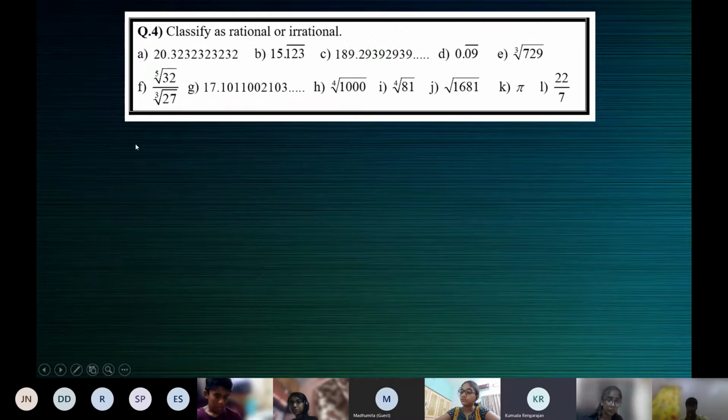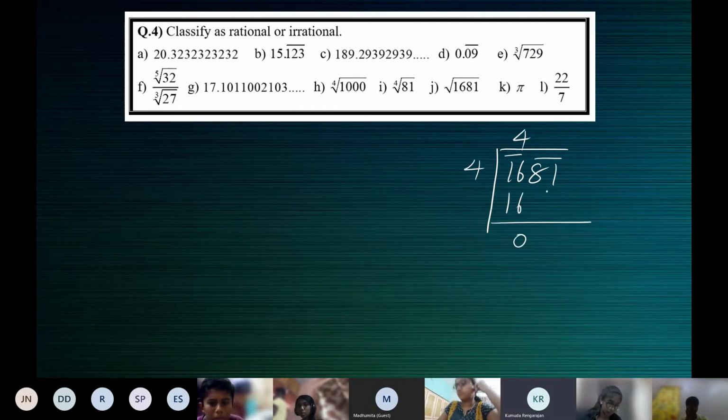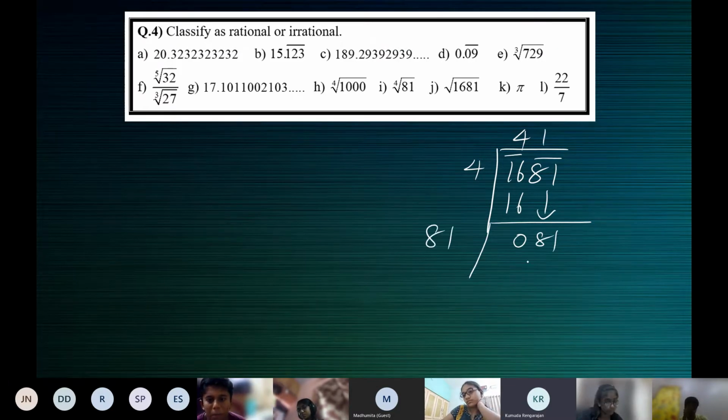The next one is the square root of 1681. 41. Yeah. So now you can use the long division method also. 1681, 8th standard. Group the digits like this. 4 fours are 16, remainder 0. Next pair comes down. Double the quotient, 8. You can use the long division method, 8th standard squares and square roots.